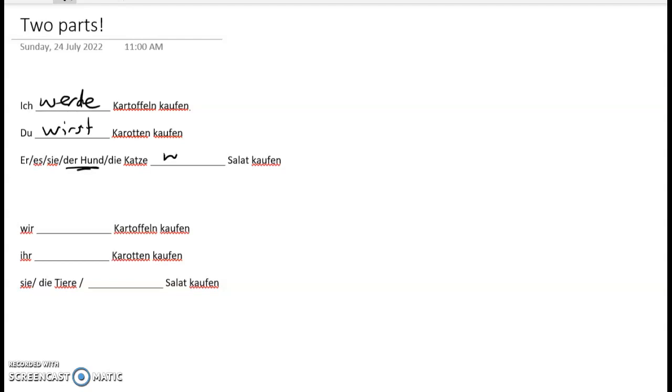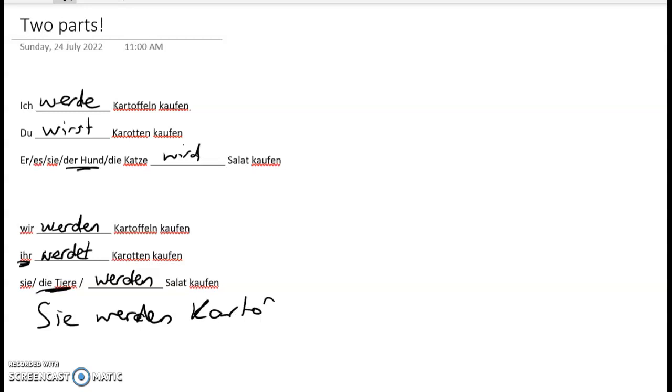Der Hund wird Salat kaufen. We will buy potatoes. Wir werden Kartoffeln kaufen. You will buy carrots. You, plural, familiar. Ihr werdet Kartoffeln kaufen, and the animals will buy lettuce. Die Tiere werden Salat kaufen. And I guess I could have had another one, which is polite you. Sie werden, oh, I don't know, let's go back to potatoes. Bananen, something. So there you go. So that's the basics of how we form the future tense.